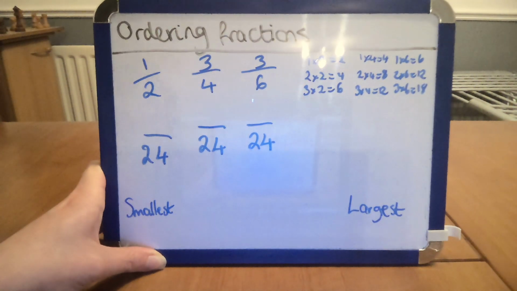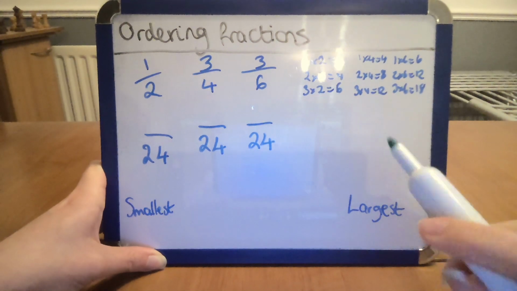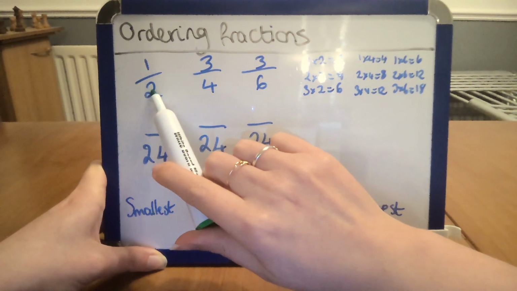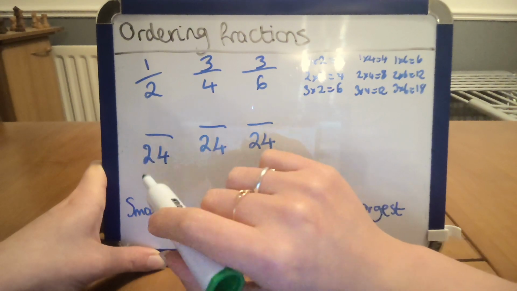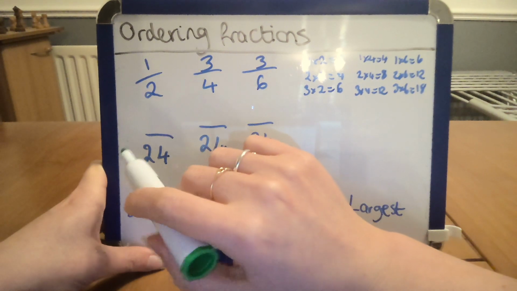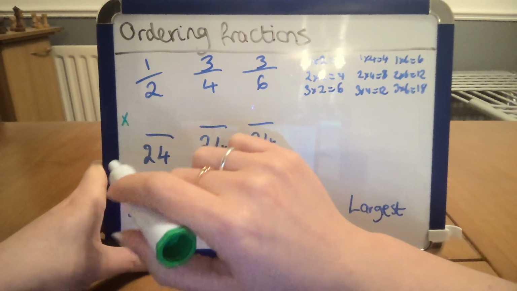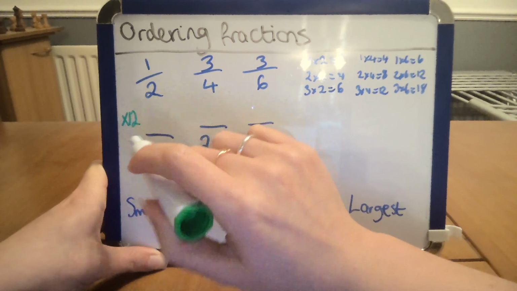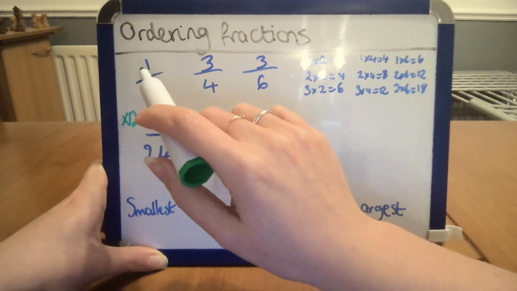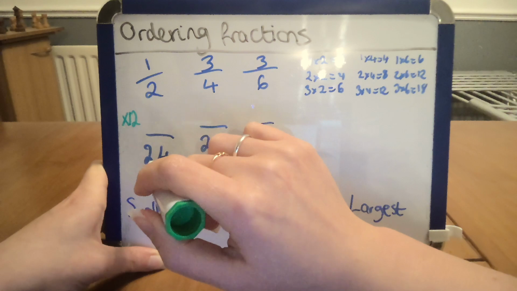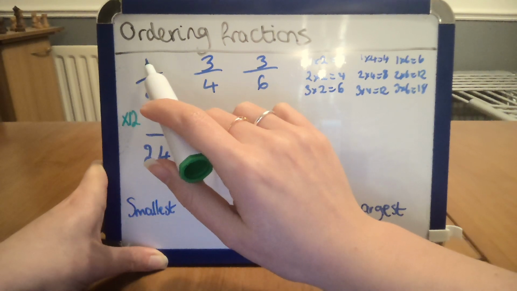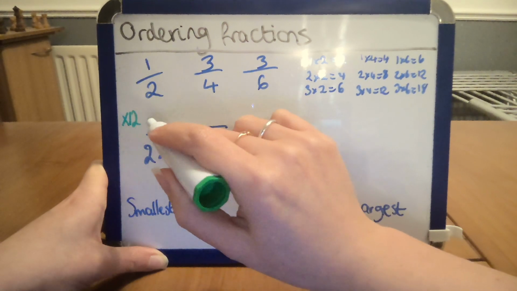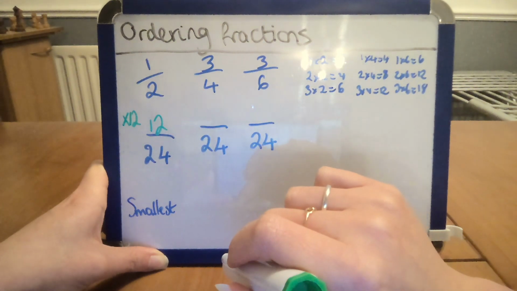Now what I do to each of these numbers to get them to 24 is a bit different. So what have I done to 2 to get to 24? What have I multiplied it by? I have multiplied it by 12, and whatever we do to the bottom we have to do to the top. So if I've multiplied 2 by 12 to get 24, I have to do the same to the top number. So 1 times 12 is 12.